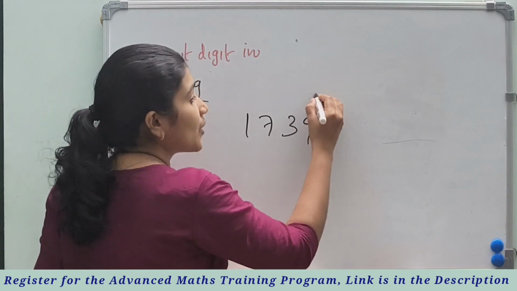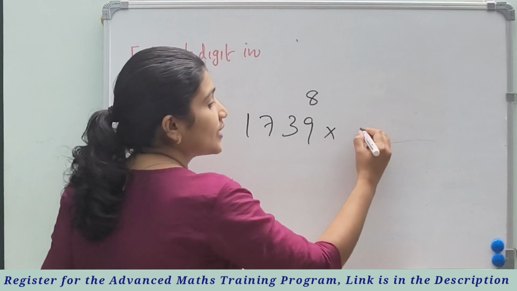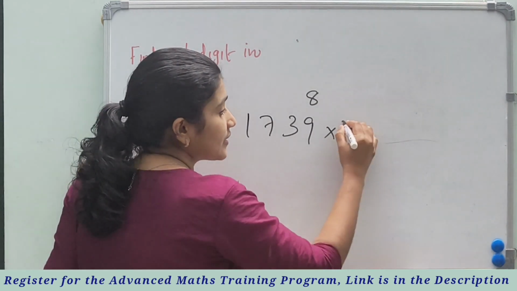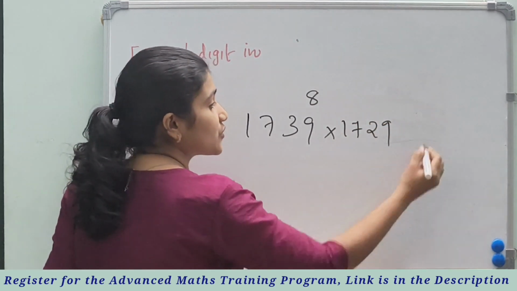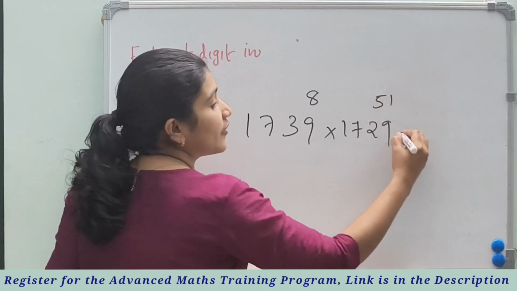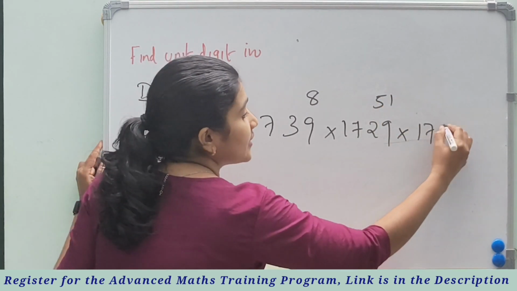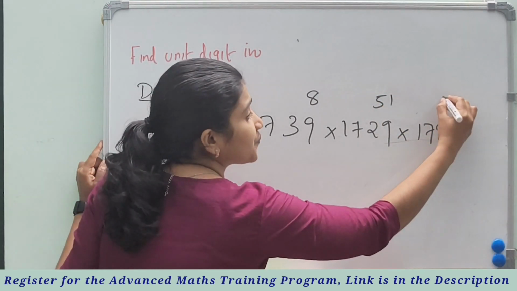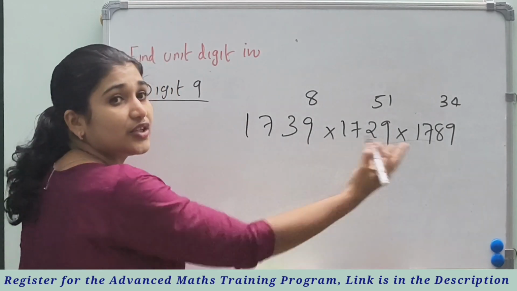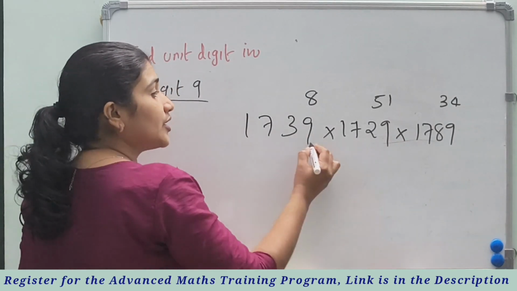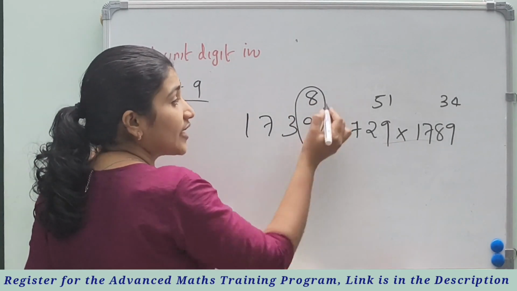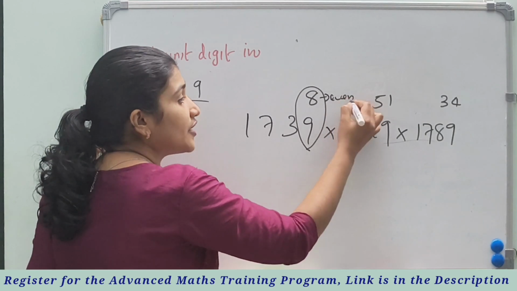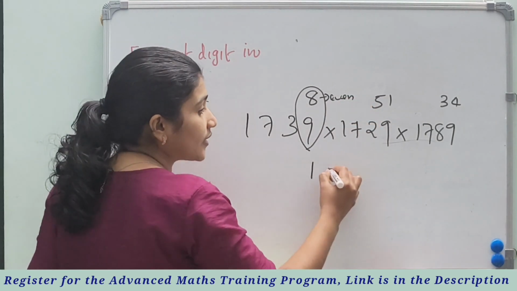Also, 1739 raised to 8 into 1729 raised to 51 into 1789 raised to 34. Find the unit digit in this expression. Here 9 raised to 8 means 9 raised to an even number, so the unit digit is 1.